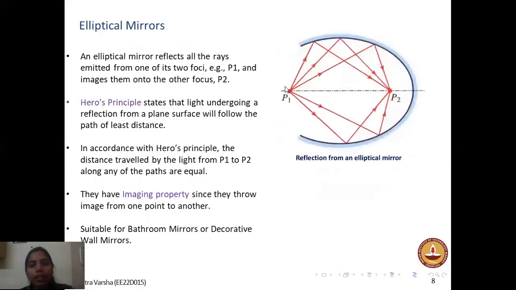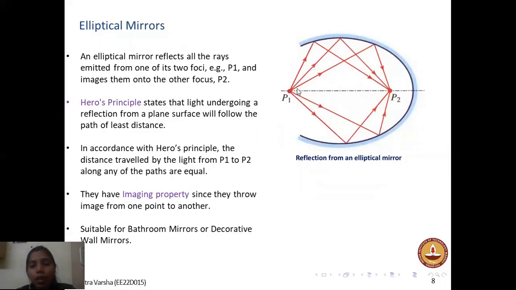Elliptical mirrors reflect the rays emitted from one of their focal points to the other. In elliptical mirrors, light undergoes a phenomenon described by Hero's principle, which states that light undergoing a reflection from a plane surface will follow the path of least distance. Elliptical mirrors have imaging properties because they can focus light from one focal point to the other focal point. They are usually used as bathroom mirrors and decorative wall mirrors.